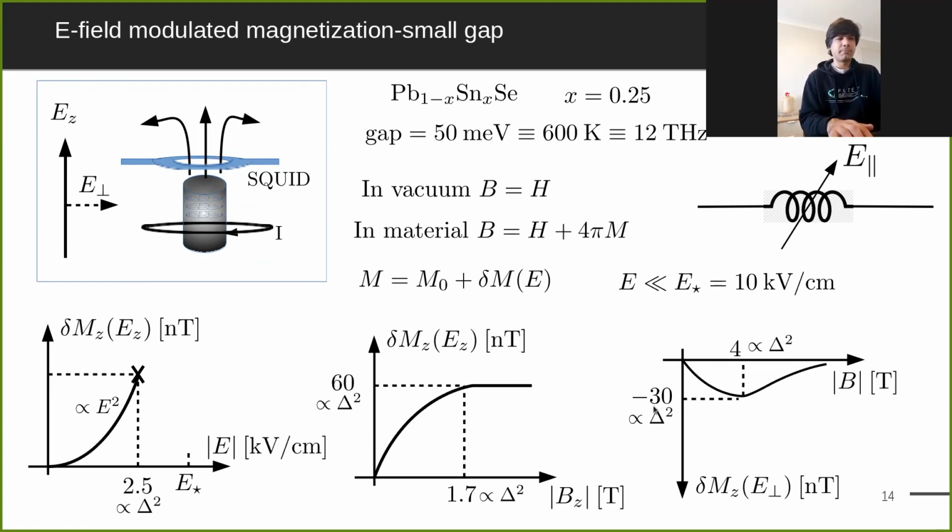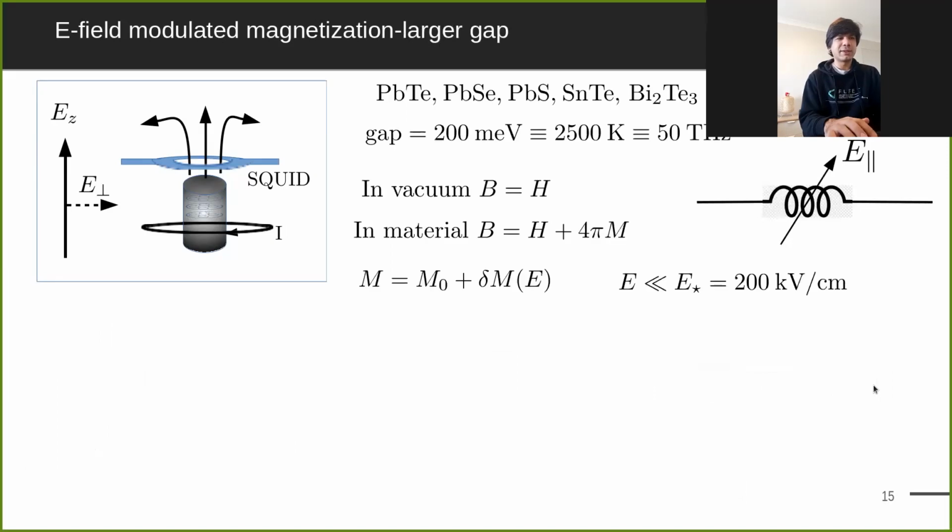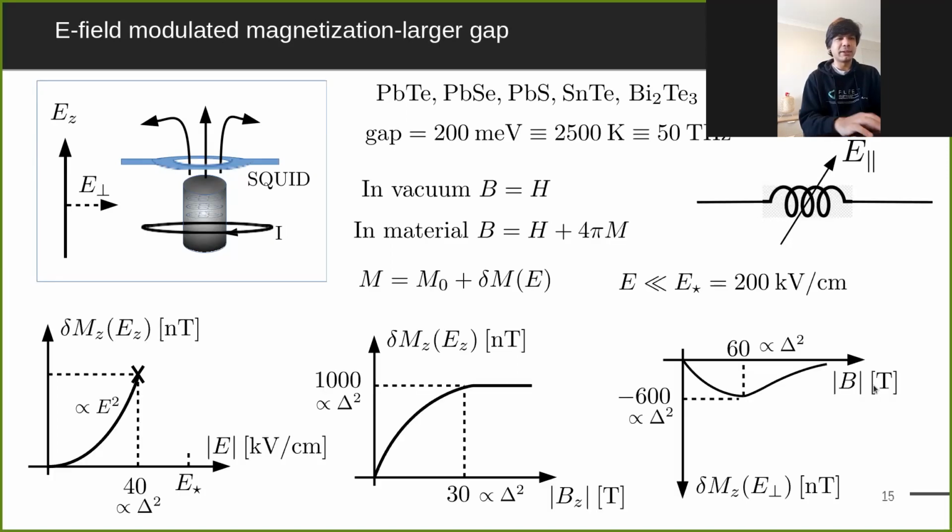Well, these numbers are easily observed. This type of magnetization is easily observed in SQUID, but their absolute values can be quite small. It's a nanotesla versus Tesla here. You can slightly increase these numbers by taking a material that has a larger gap.